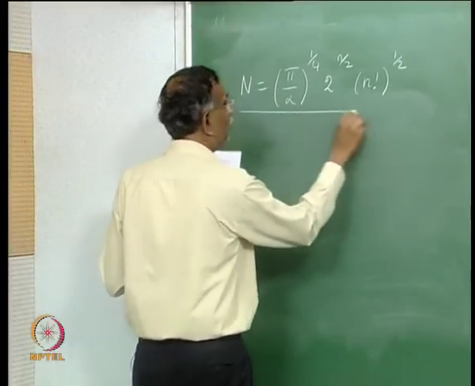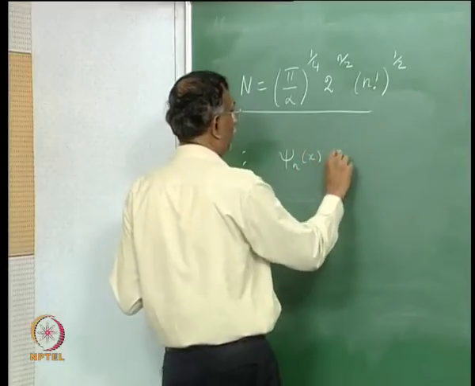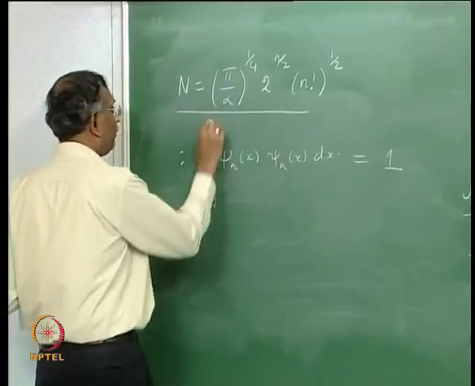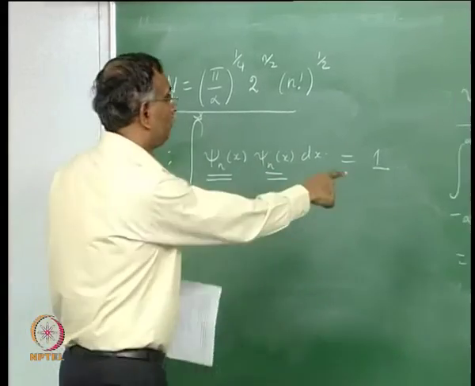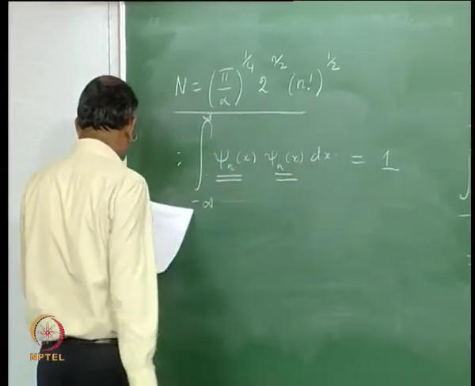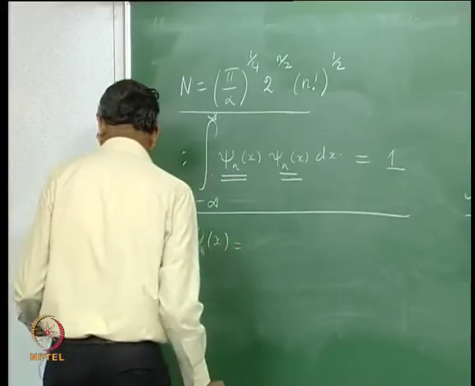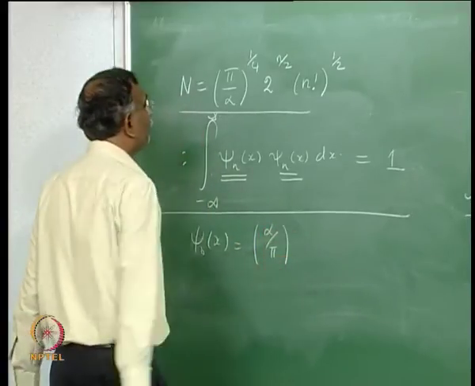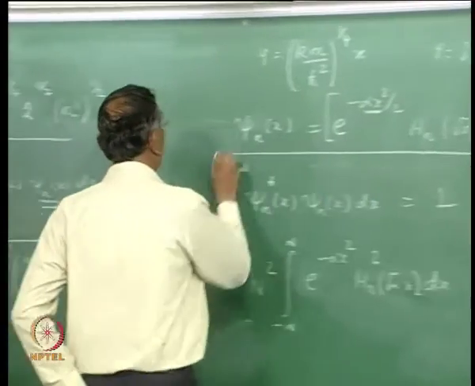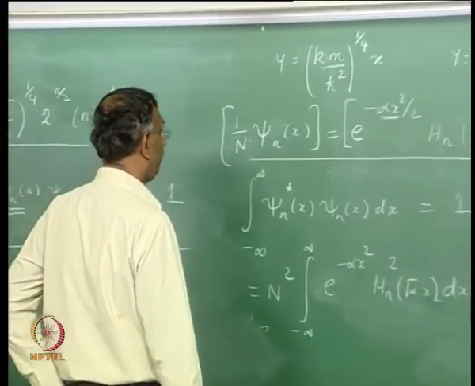This is the normalization constant such that the integral of psi n of x, psi n of x dx from minus infinity to infinity is equal to 1. So, we have to write this psi n of x from whatever is given here, this N squared and the Hermite polynomial. We have to write N by this expression, and now we can write therefore the wave functions. Psi naught of x is going to be alpha by pi. Because it is, how do I define this? Yeah. So, I should define this as 1 by N here. Okay. And if I do that, then what do I get?